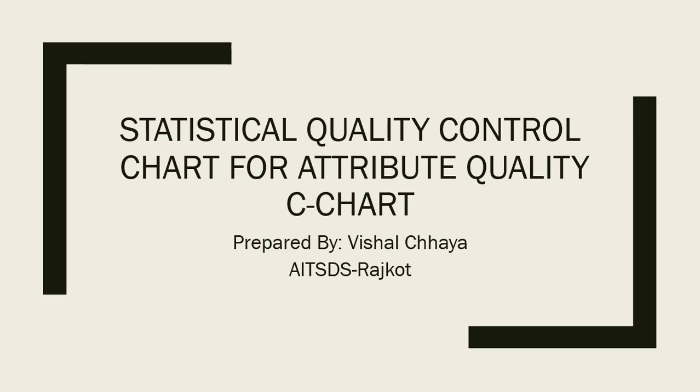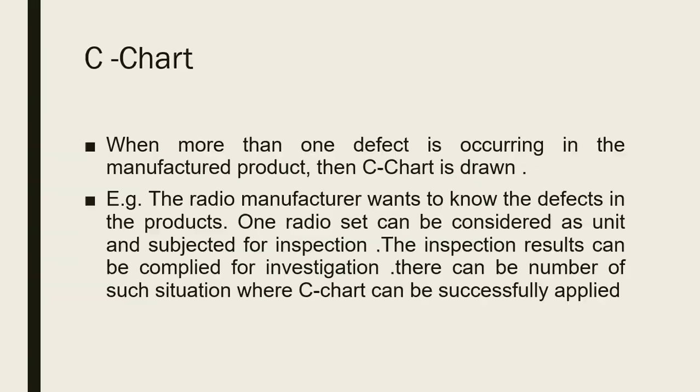C chart is an attribute quality chart where defect data is investigated, calculated, and drawn. Suppose we want to inspect a radio assembly, and if more than one defect occurs in that assembly, we can draw a C chart. So a C chart is drawn for a condition where more than one defect occurs in a product.